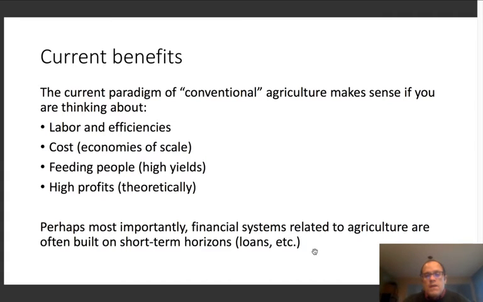So it's important then to be thinking about how all of these factors impact our food and agricultural system as we go forward.